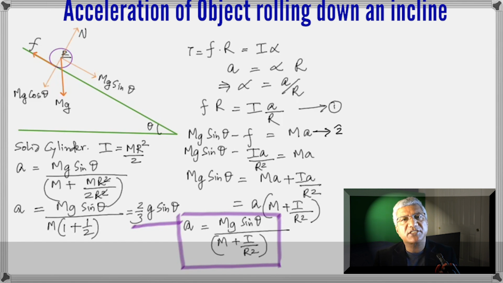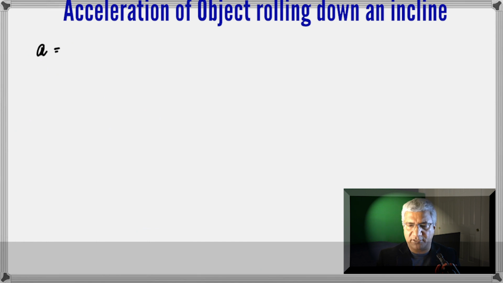But what if it's a sphere? What if it's a solid sphere coming down? Then we know the rotational inertia of a solid sphere is 2 by 5 mr squared. So we'll do the same thing, but in place of I, we're going to put 2 by 5 mr squared. So that's what we're going to do.